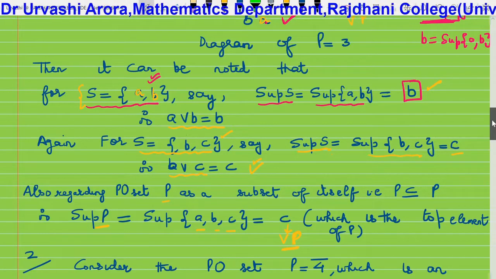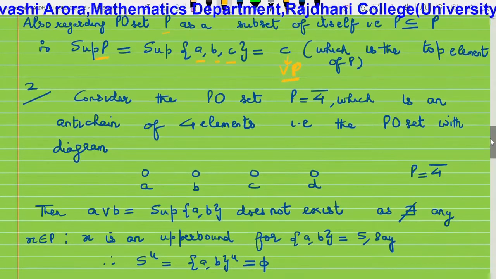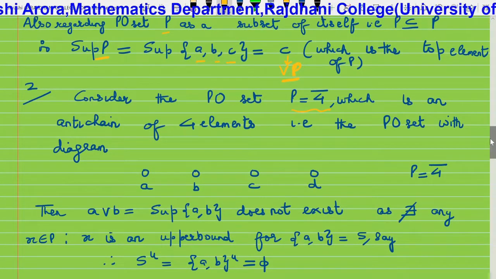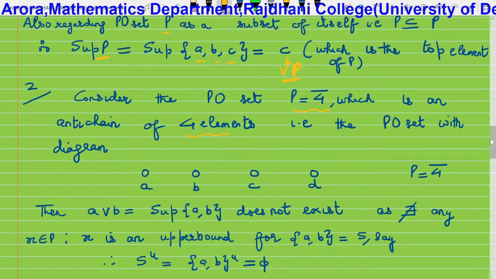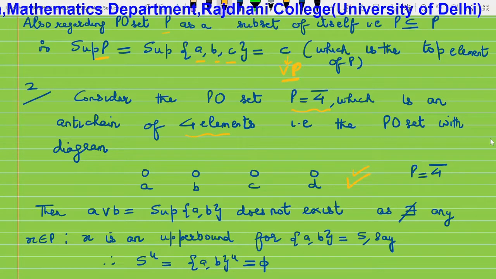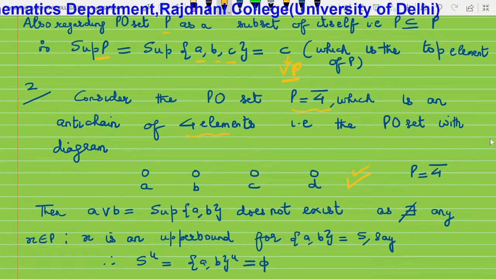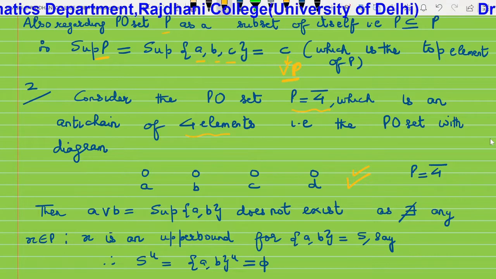Now coming to the second example, take a PO set to be equal to 4 bar, which is an anti-chain of 4 elements whose Hasse diagram looks like this. In this anti-chain, no element is related to the other. So all the elements A, B, C, D are non-comparable. They don't bear any relation with each other.